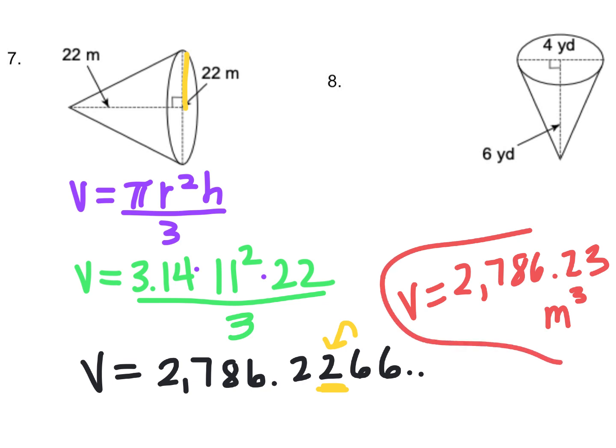Sorry, I ran off the page here. Okay, so don't forget on that one to divide that by 3 because it's a cone. And then you try number 8. And again, you're going to have to cut that radius, that diameter in half to get the radius. Good luck.